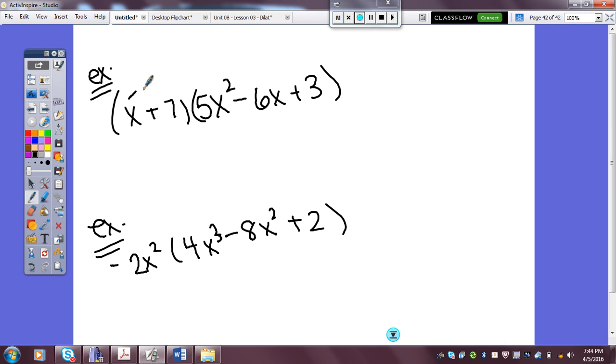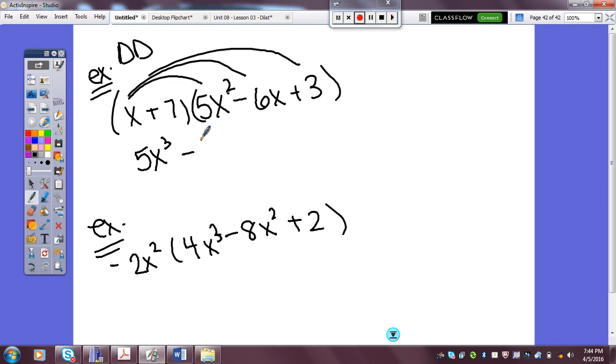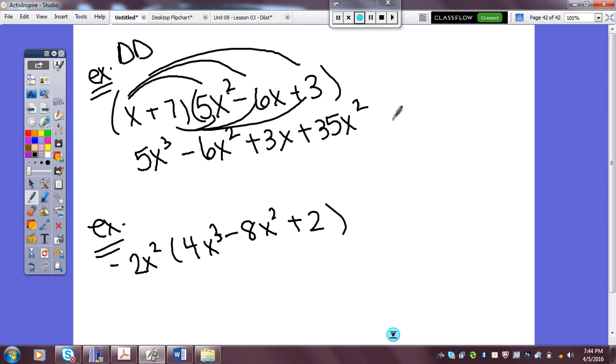So, okay, I'm going to double distribute up here. How do I know I'm double distributing? I have two sets of parentheses. So, DD for double distribute. X times 5x squared is 5x cubed. X times negative 6x is negative 6x squared. X times 3 is 3x. So now distribute down here. I get 35x squared. I get negative 42x. And I get positive 21.